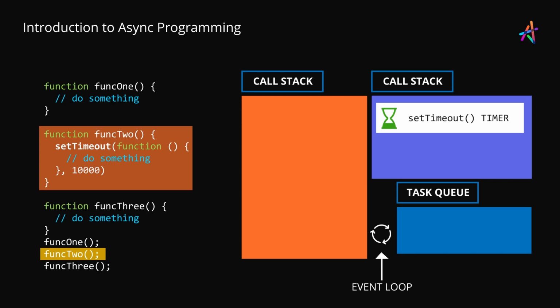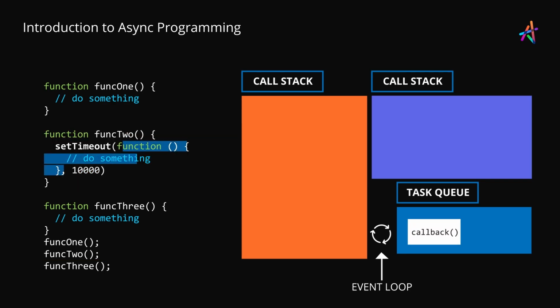Now, after 10 seconds or so, the web APIs are done with the set timeout, so they take the included callback function, which you express as the first argument to set timeout, and places it in a task queue, which is once again like a list of items where the oldest item is executed first. Note that this is different from the way the call stack works.